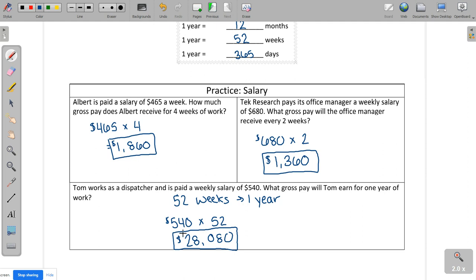So that is the lesson on hourly and salary pay. Please reach out if you have any questions.